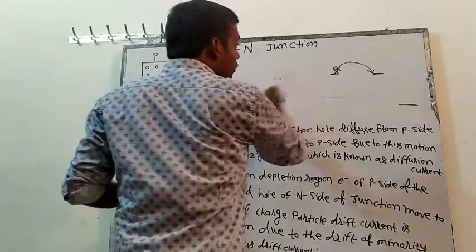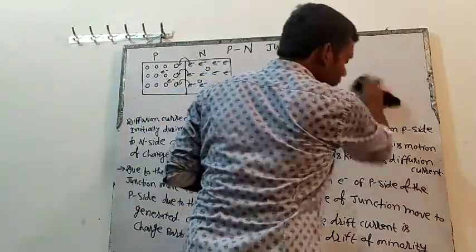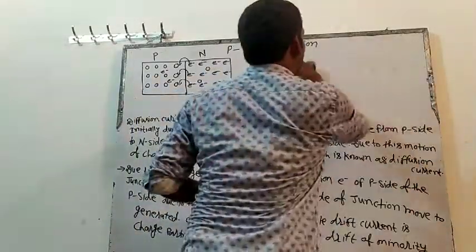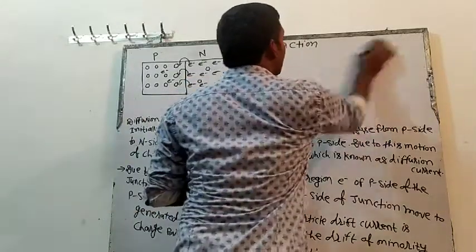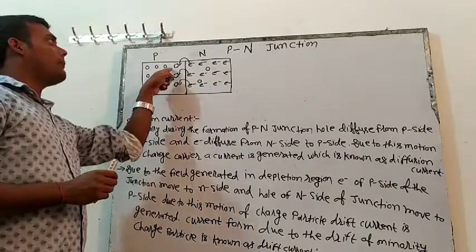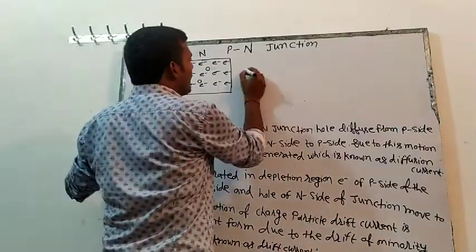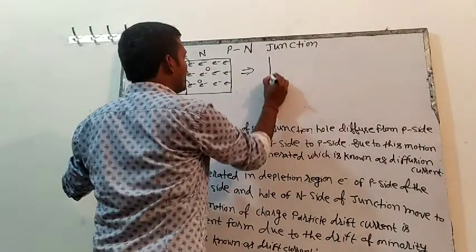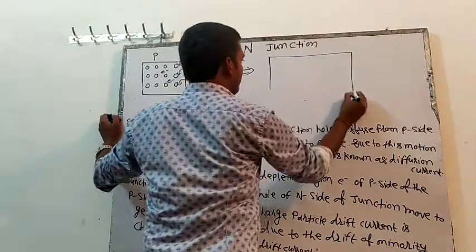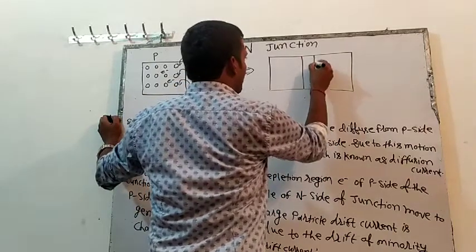So near electrons can jump. But all the electrons? No. All the electrons will not jump. Only near electrons will jump. So let's suppose the first layer electrons will jump to the holes. So what is happening? If this happens, then see the next picture. How will we make the next picture? So in the next picture, what will happen?